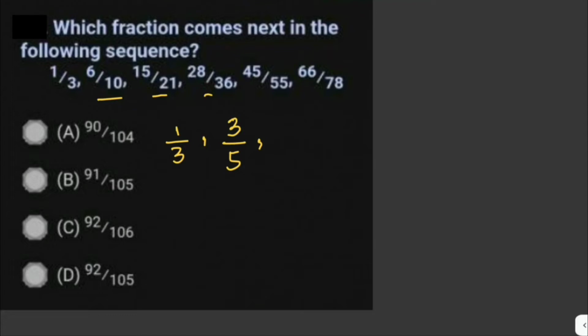And then 15 over 21 is divisible by 3. So we divide both 15 and 21 by 3. So we get 5 over 7. And then 28 and 36 are divisible by 4. So that is 7 over 9. And then 45 over 55 is divisible by 5. So this is 9 over 11. And then 66 over 78 is divisible by 6. So this is 11 over 13.